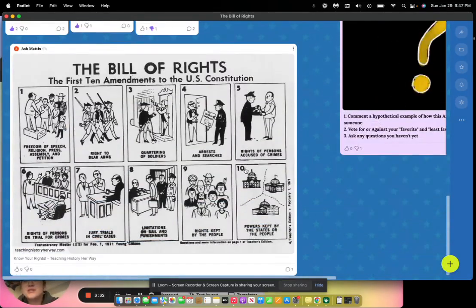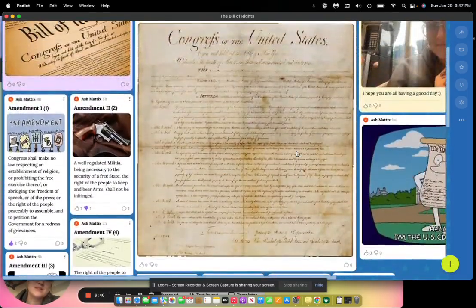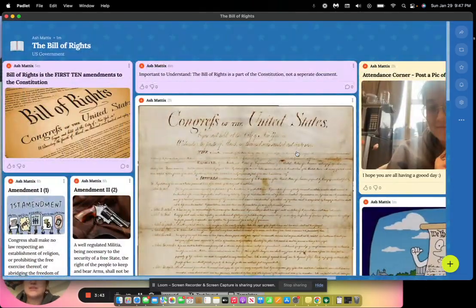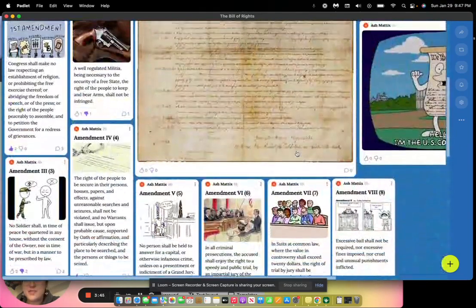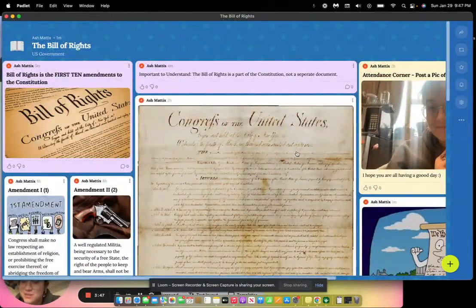I also put this little comic down at the end in case some people needed more help with a visualization of those amendments. And I felt like this could be a pretty engaging, fleshed out lesson, just covering the basic Bill of Rights for a U.S. government high school class.